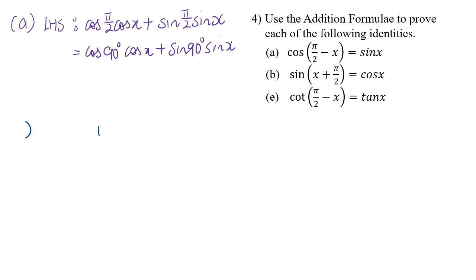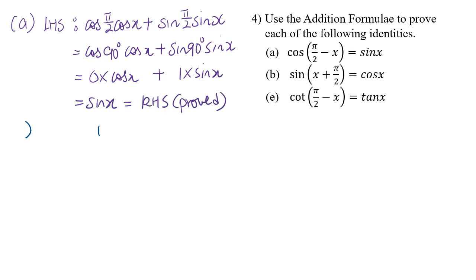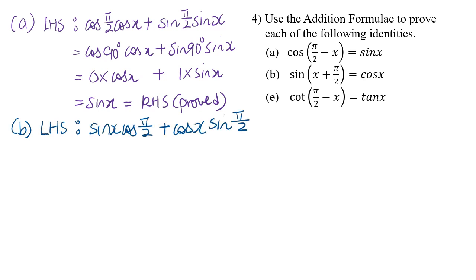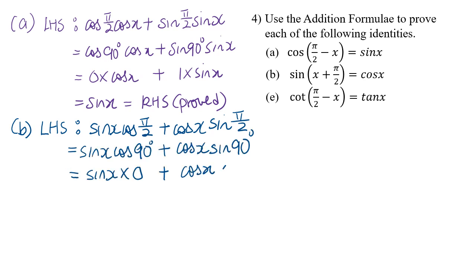Right, so cosine 90 is 0 and sine 90 is 1. So that gives us sine x in the end, which is what we're supposed to find for the right hand side. So for 4b, we just use the addition formulae to simplify it. Cosine 90 is 0, sine 90 is 1, and that gives us cos x, which is the answer for the right hand side.